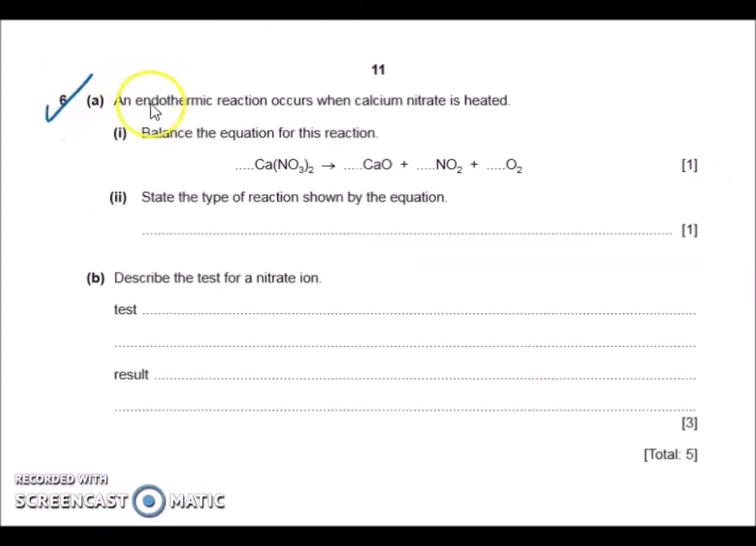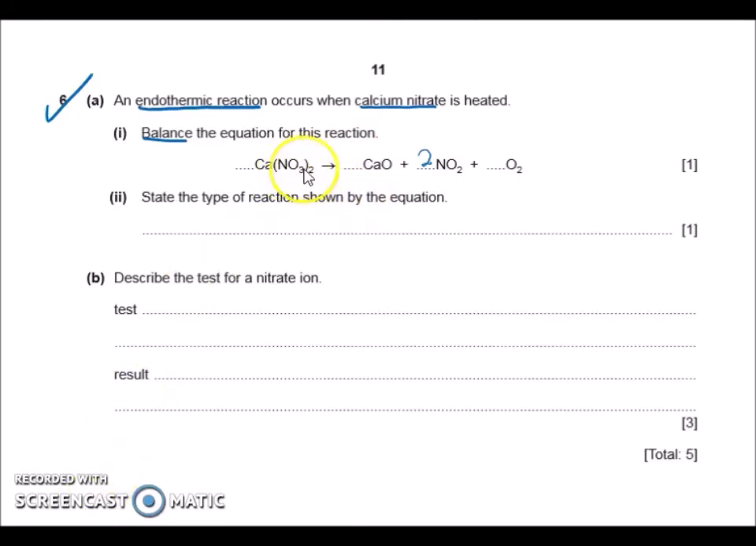For number 6, an endothermic reaction occurs when calcium nitrate is heated. Now we have to balance the equation for this reaction. We try to balance it first by trial and error. For nitrogen we have 2, so we put 2 here, and then oxygen.